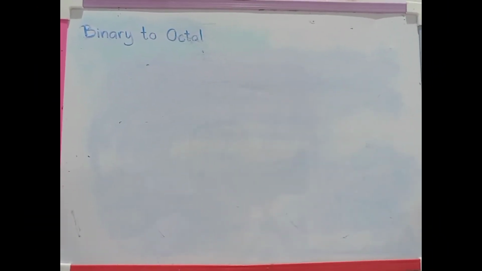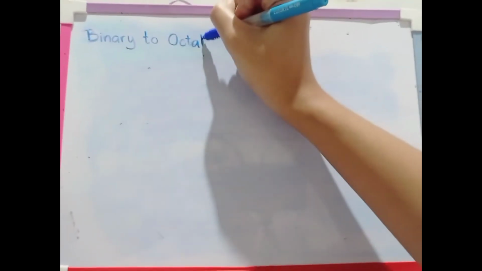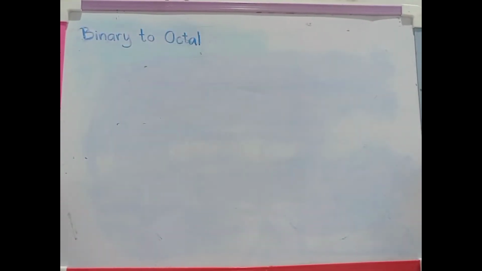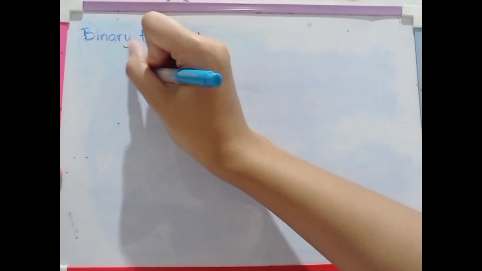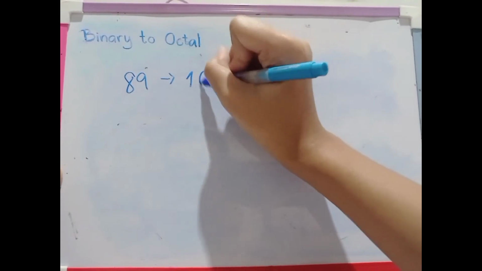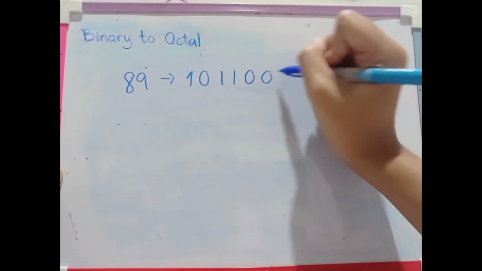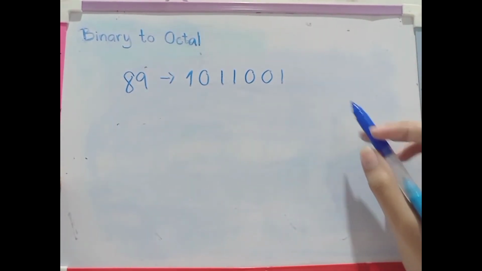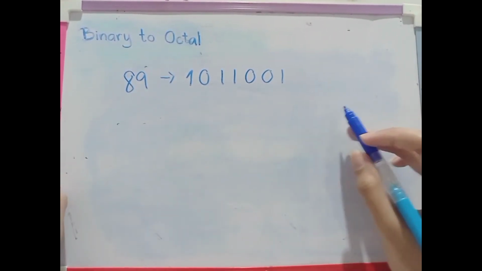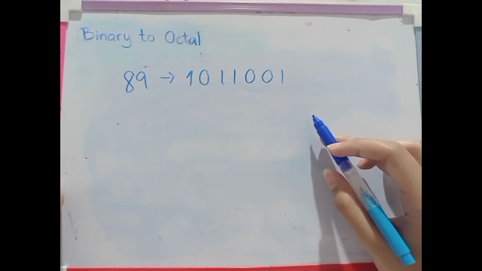The second process that I will demonstrate is how to convert binary numbers to octal numbers. So for example, we will again use the binary number of 89, which is 1011001. To convert these binary numbers into octal numbers, we should first separate this into groups of 3.